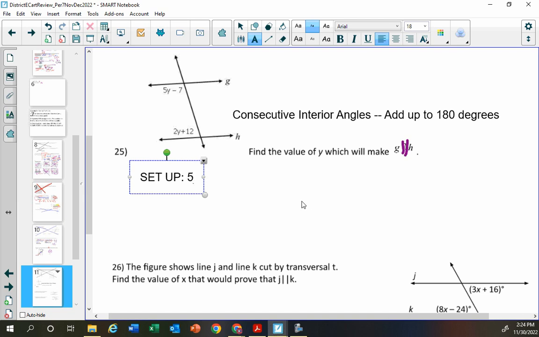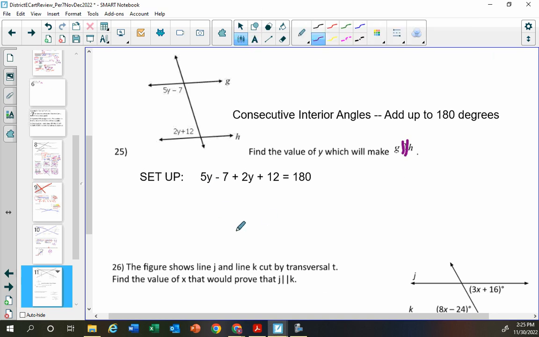Of y minus 7 plus 2y plus 12. Okay, what's left? What do we need? That's your setup. There's your setup. And I think we're at a point you all can solve for this. You've done plenty of practice.